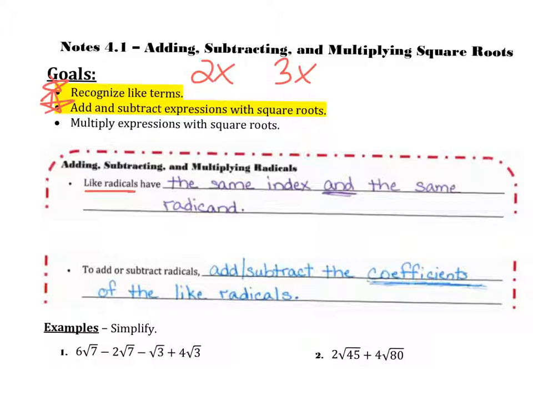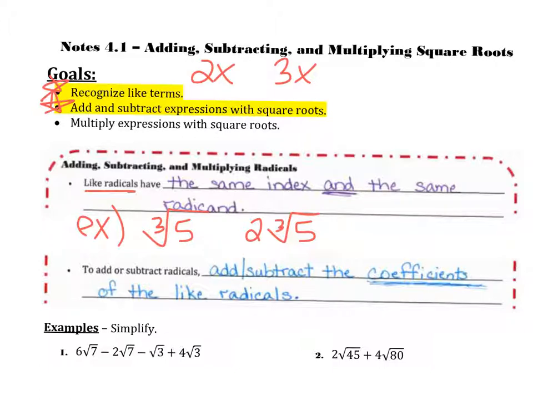So to give you an example of some like radicals, if I was looking at the cube root of 5, a like radical could be 2 cube root of 5. These would be like radicals because first off they have the same index, that's the 3 for the cube root, and they have the same radicand with the 5. That's the part under the radical symbol.